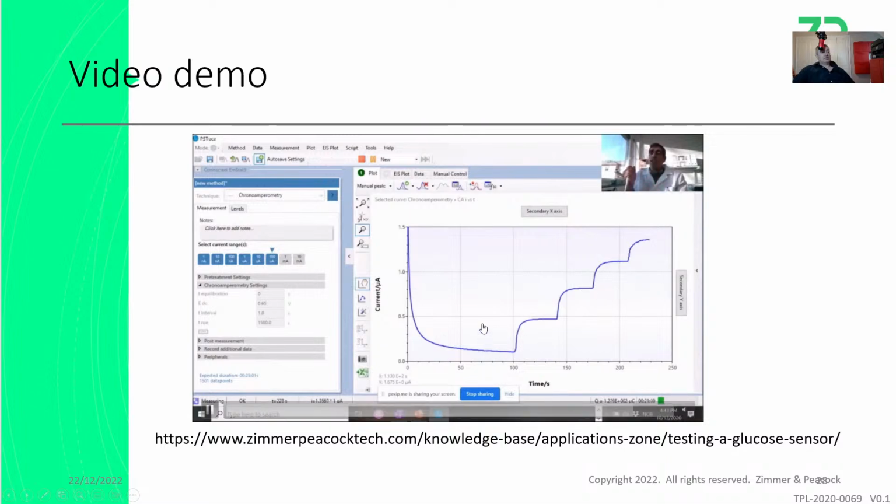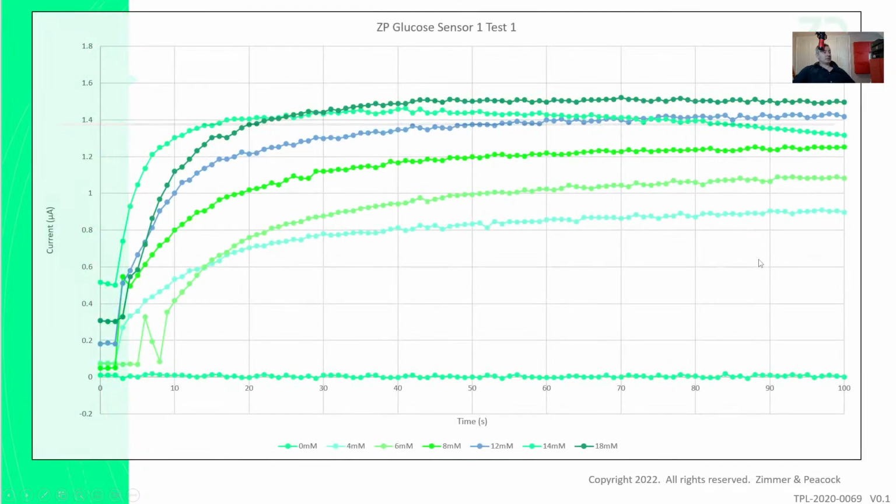But there, you hear Andre is just using a potentiostat, one of the potentiostats that we sell, and he's just using one of our glucose sensors. So you can do a proof of concept. And I'm involved in there as well. So let's look at the data as well.